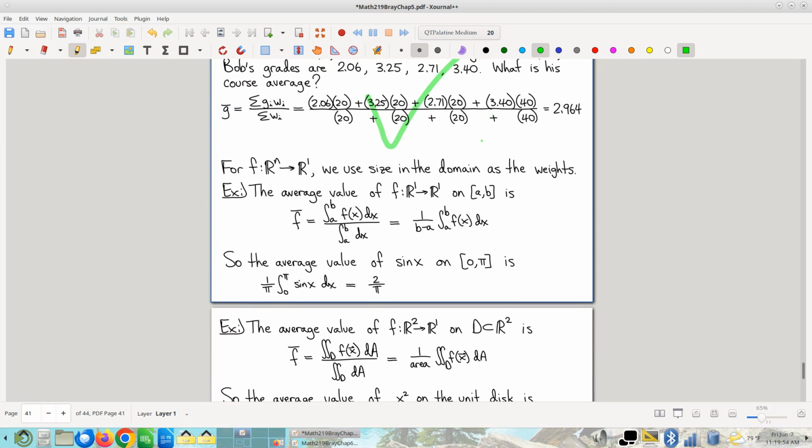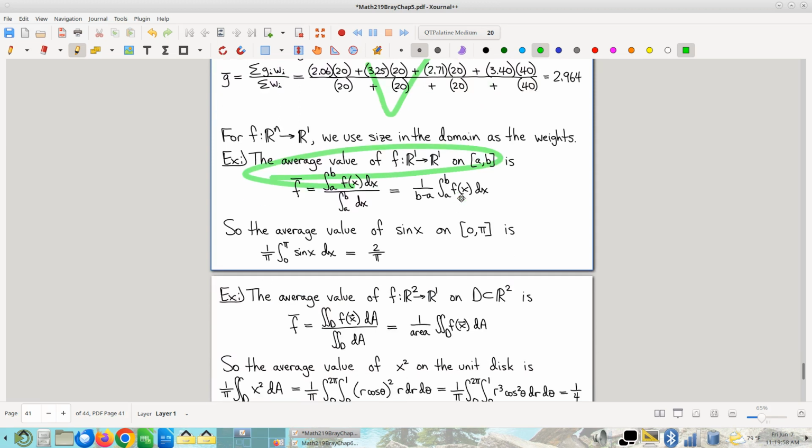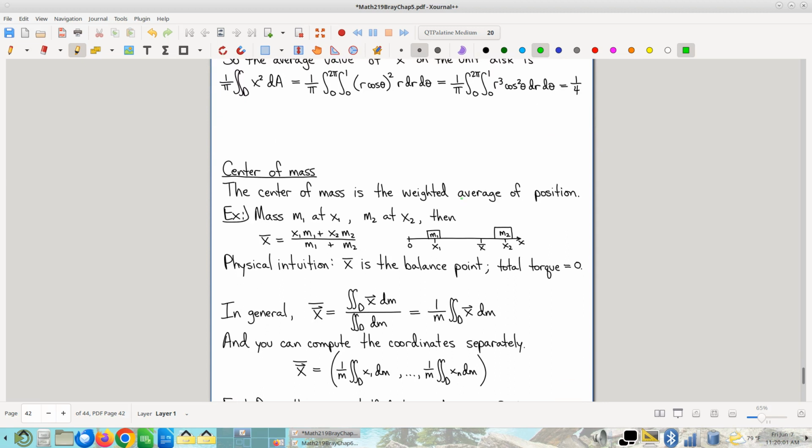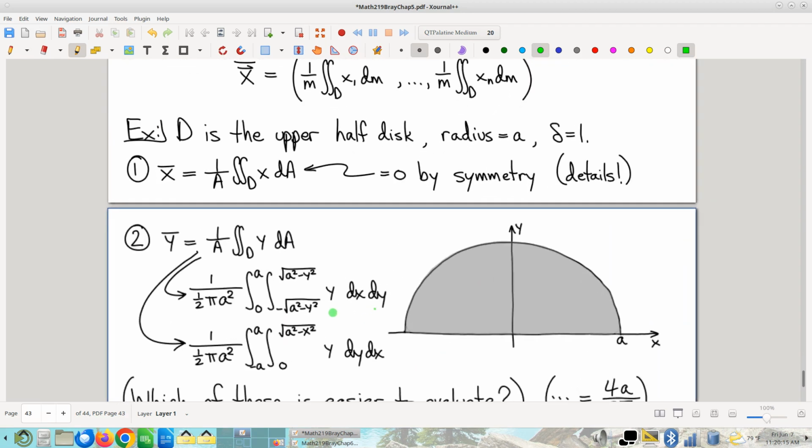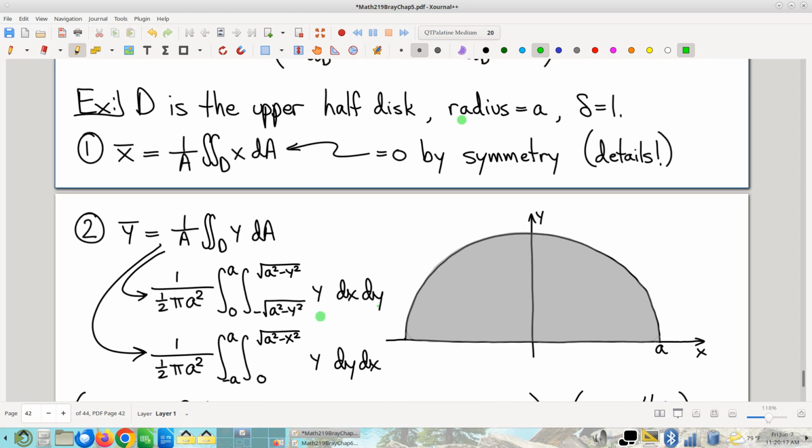Then there's the idea of the average value of a function, which ends up being morally a weighted average. There's the idea of a center of mass, which it turns out is a weighted average of a function, namely the position function. And that'll give rise to an example like this where we compute the center of mass of a weird shape.